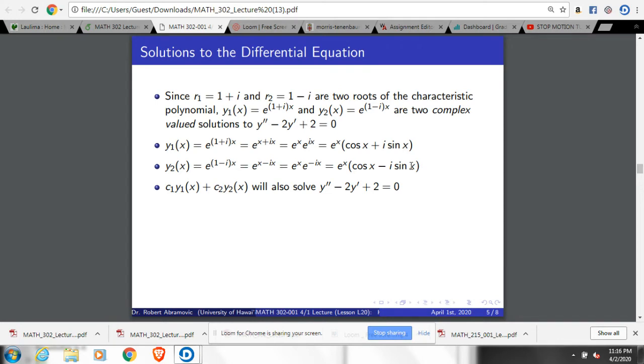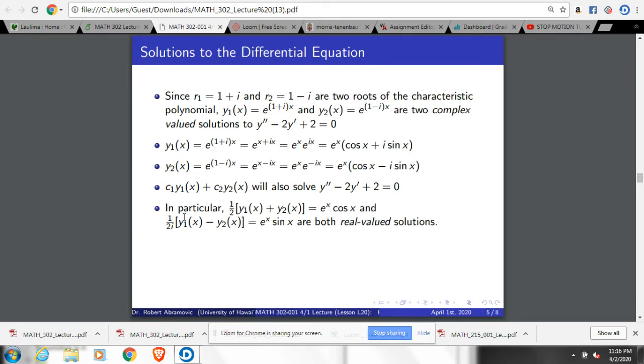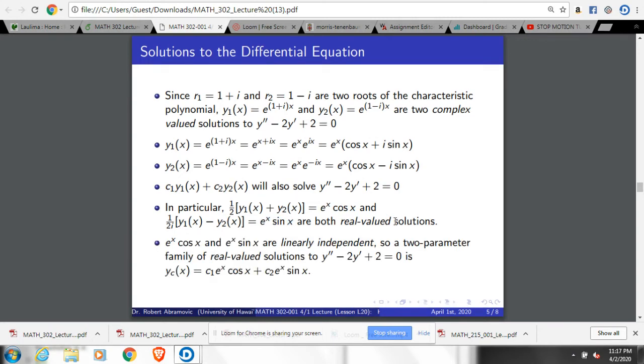For most physical applications, we want solutions to be real valued, so we take these two solutions: one half times the sum of the two, and 1 over 2i times the difference of the two. We get these two solutions, e to the x cosine x and e to the x sine x. They're both real valued solutions, and it turns out they're linearly independent. So they form a two-parameter family of solutions. And that was actually promised in an earlier lecture: for a second order linear differential equation with constant coefficients, you always get a two-parameter family of solutions.